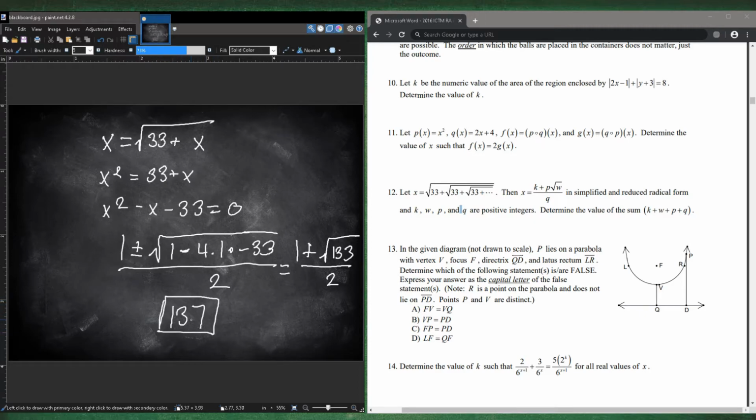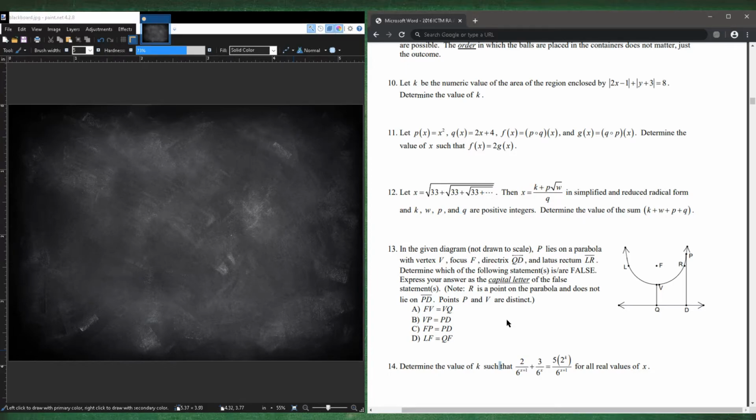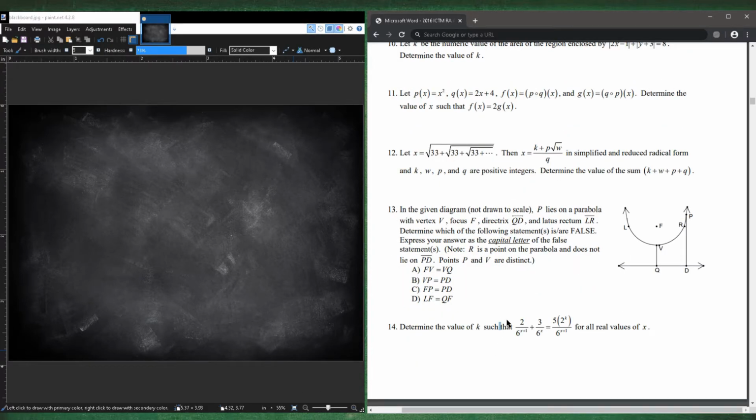And that's for 12. It's basically just that simple. You just need to find out where that pattern repeats. Okay, in the given diagram, P lies on the parabola. So P is just a point on the parabola.